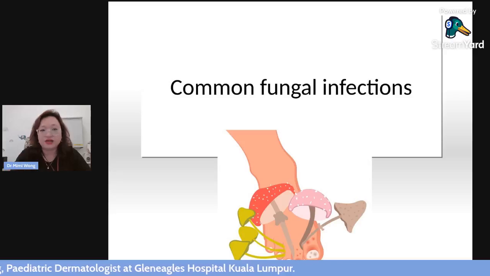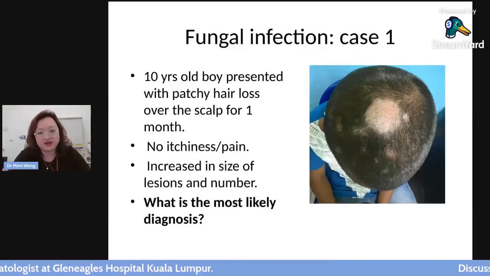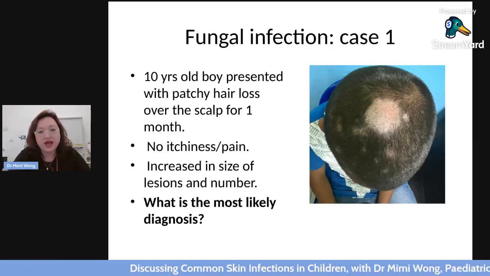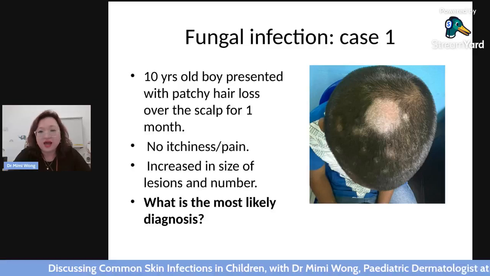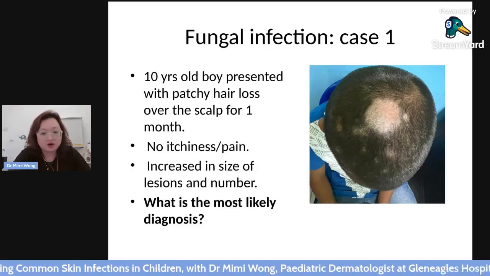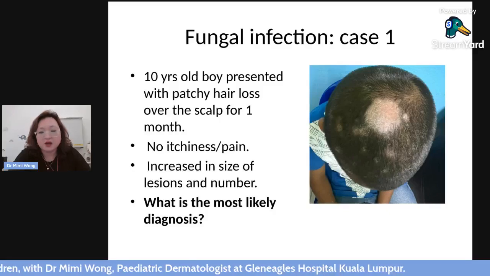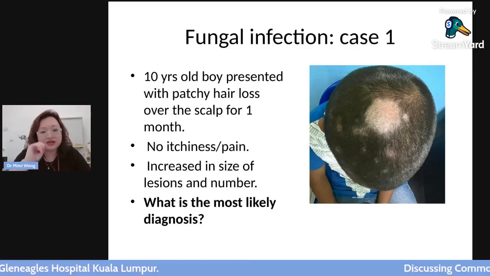Let's move on quickly to the common fungal infections. So this is a 10-year-old boy presented with patchy hair loss over the scalp for 1 month of duration with no itchiness, no pain. And you can see that at the center, or almost at the top of the scalp, there is this large area of hair loss. And also there are multiple small ones surrounding it. Okay, so what do you think is the most likely diagnosis here?